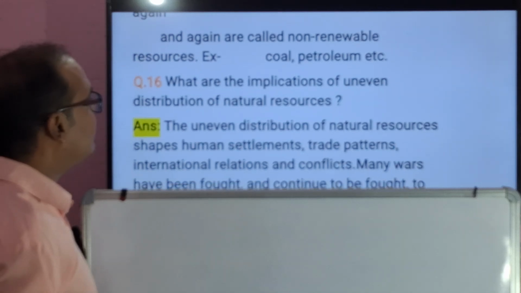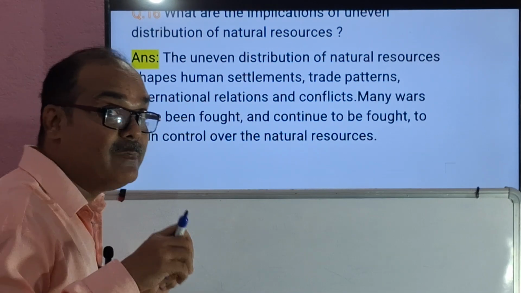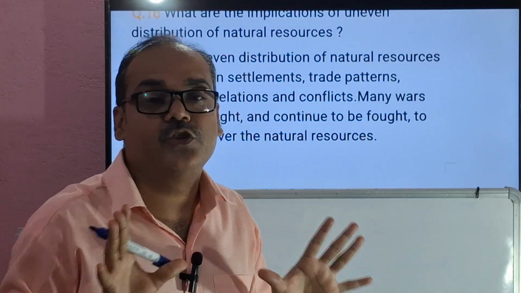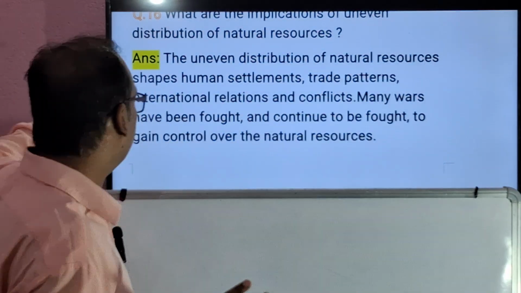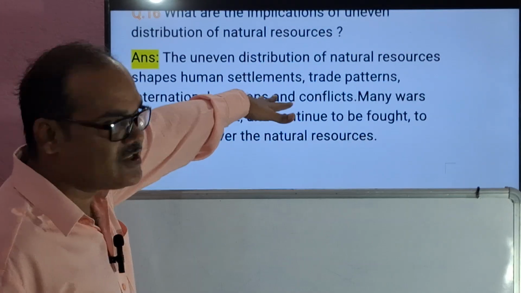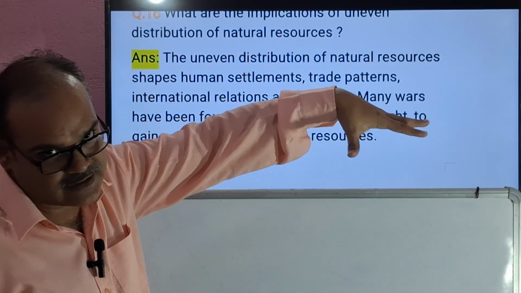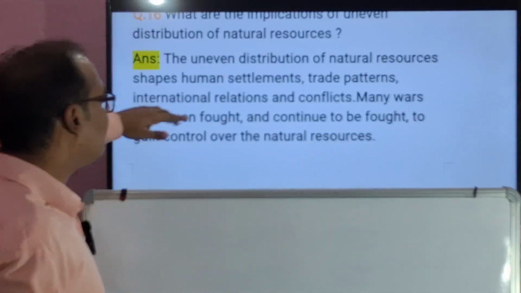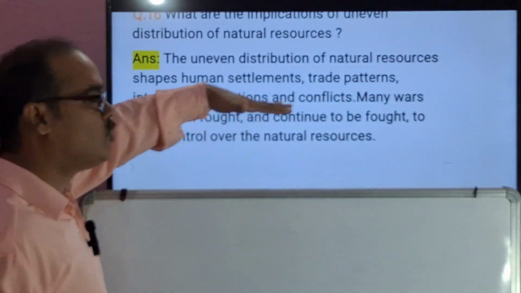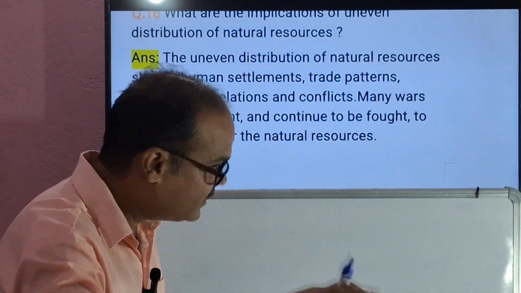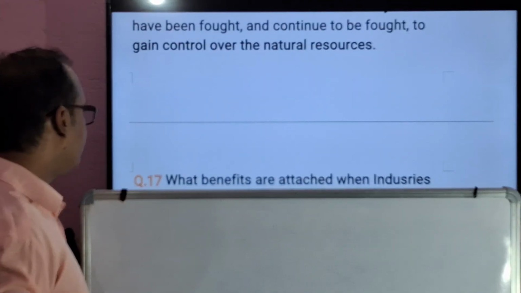What are the implications of uneven distribution of natural resources? See, we know that resources are unevenly distributed in nature, right? And it shapes human settlements, trade patterns, international relations, and conflicts. Many wars have been fought and continue to be fought to gain control over the natural resources. Got it? Okay. Next question.